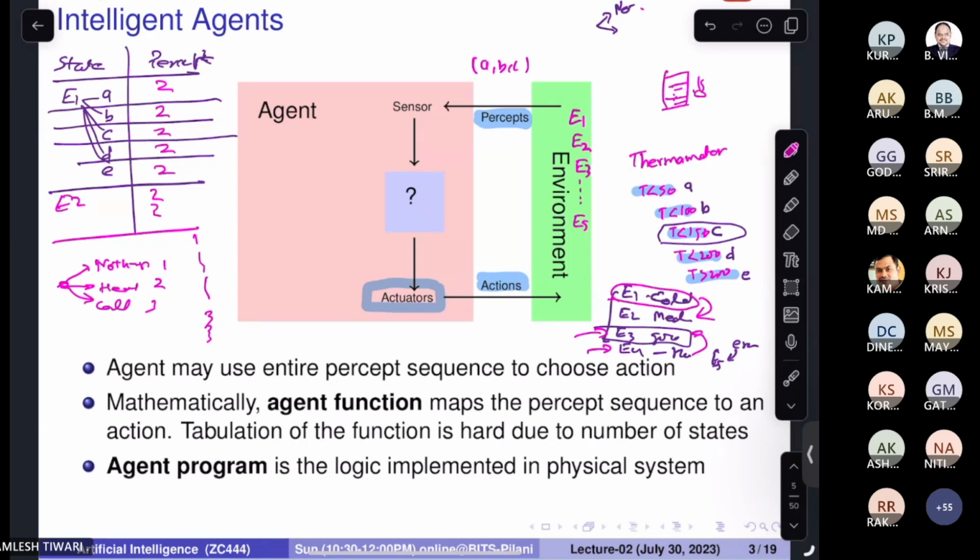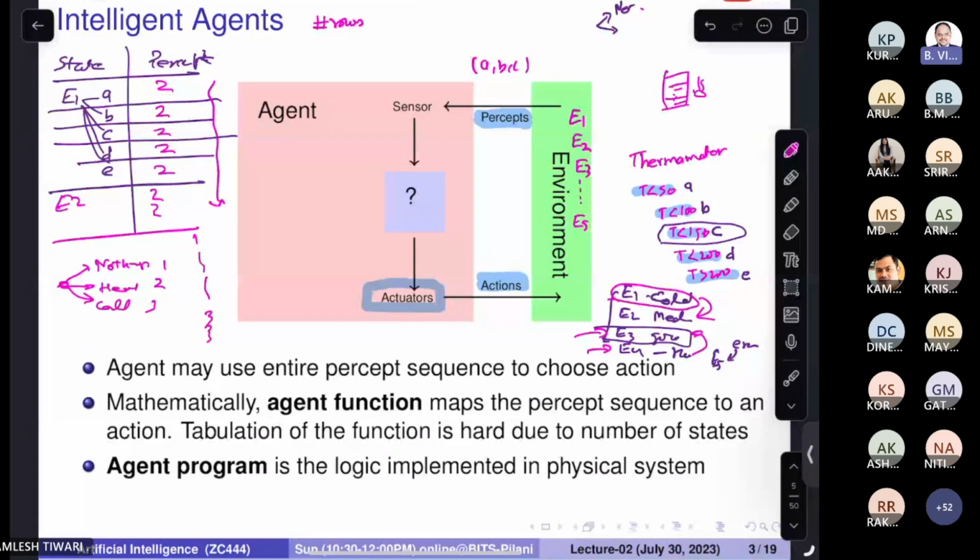What is the size of this particular table? In this example, what is the size of this particular table? Size means number of rows. Number of rows. For this example only.